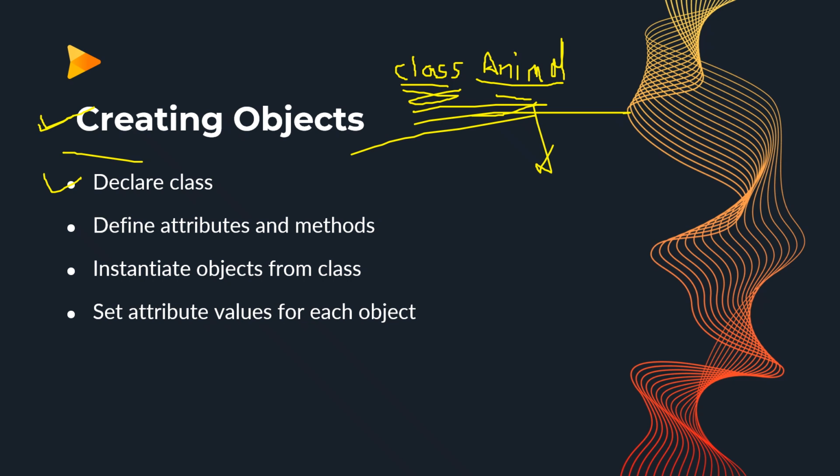To create objects, first of all we have to declare a class. So we have already declared our class and we have given the name as Animal. This is the class keyword and this is the name of our class. Now it defines attributes and methods. We can create the object by using the class, and every object defines attributes and methods. Attributes are known as state and methods are known as behavior.